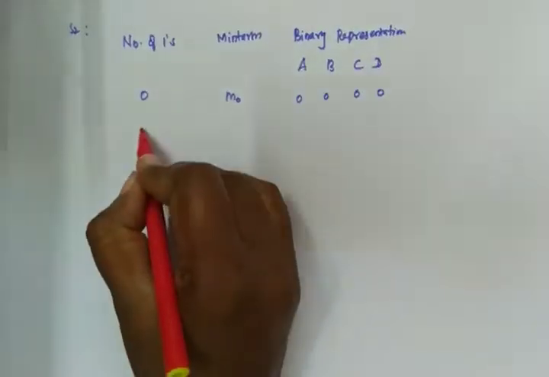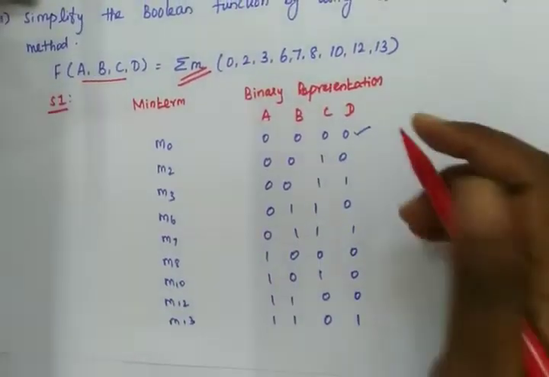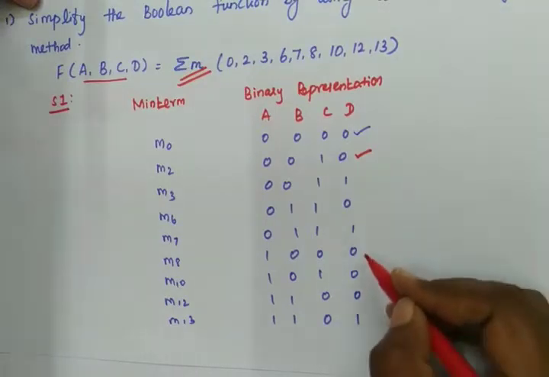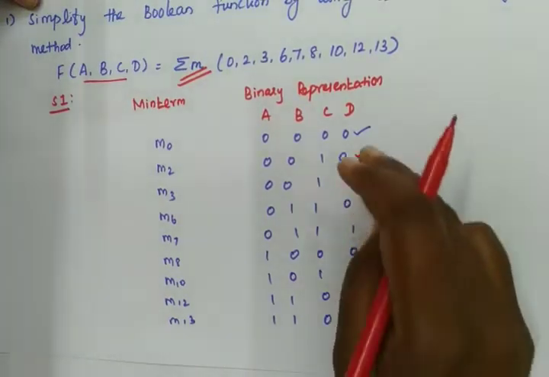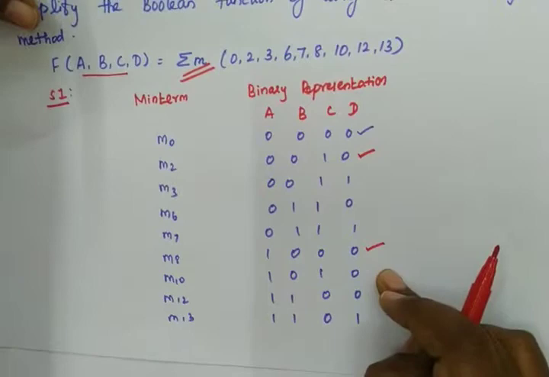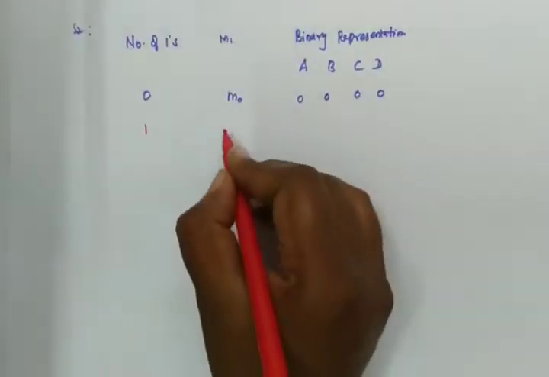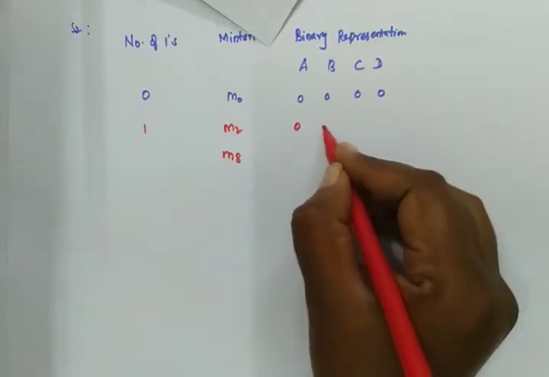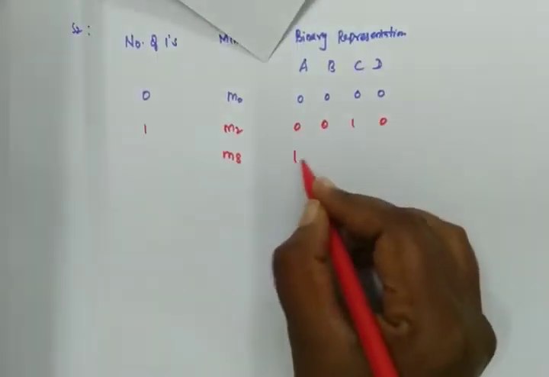Then come to the second group. Let us take the number of ones as 1. Here we have only one 1, and here also only one 1. So we have only 2 minterms, that is M2 and M8. So write M2, M8. Represent this in binary representation. This is 2 and then this is 8.